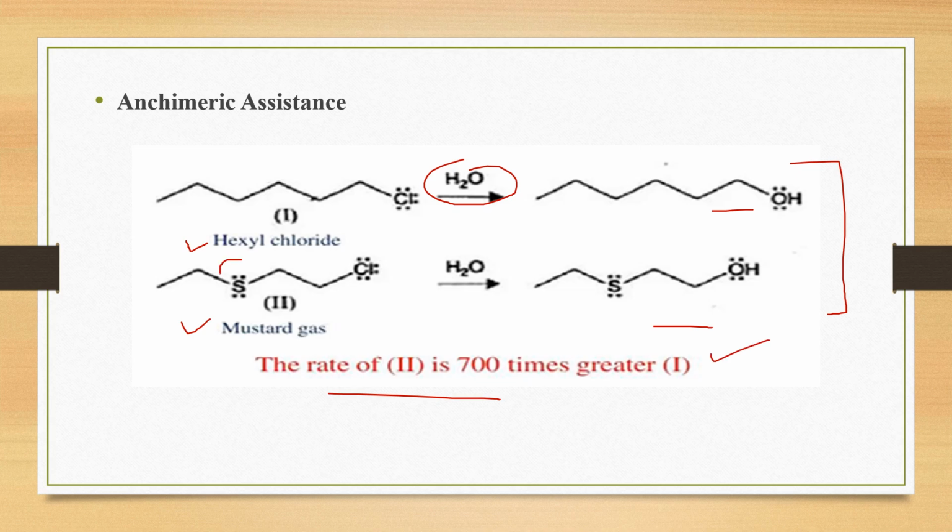Because sulfur, having this lone pair of electrons, takes part in the NGP formation. As a result, if we consider it as 1 and 2 position, it will attack this position and form the intermediate. The chloride will be removed, the OH minus will attack this position, and we will get the compound. So the rate is very fast as compared to a normal SN1 or SN2 reaction.